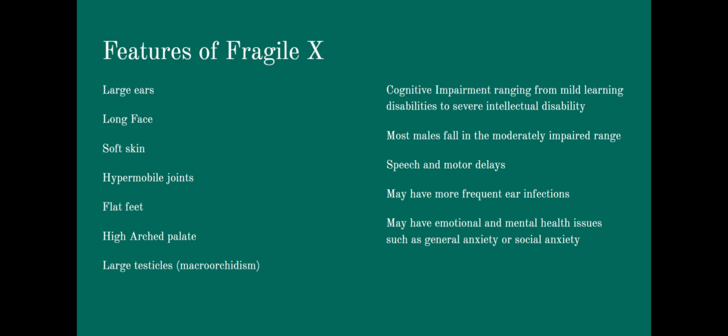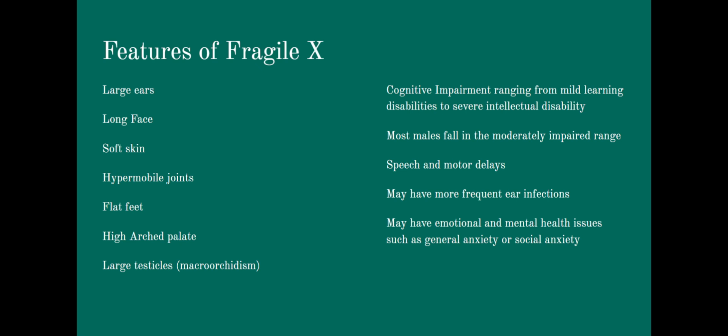And then we have more of our behavioral and health consequences. So those were features that you can use to identify the syndrome. But consequences of this disorder: cognitive impairment, ranging from mild learning disabilities, those are people with fewer repeats, or girls who can still produce a fairly good amount of that protein, all the way to severe intellectual disability in kids who produce almost none. So most males fall in the moderately impaired range with an IQ of about 50. Most girls end up with some learning disabilities and some mental health things.